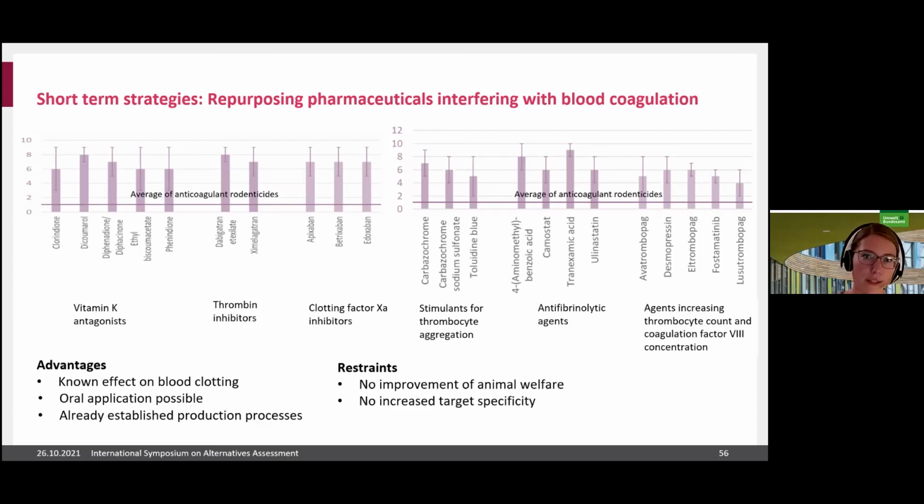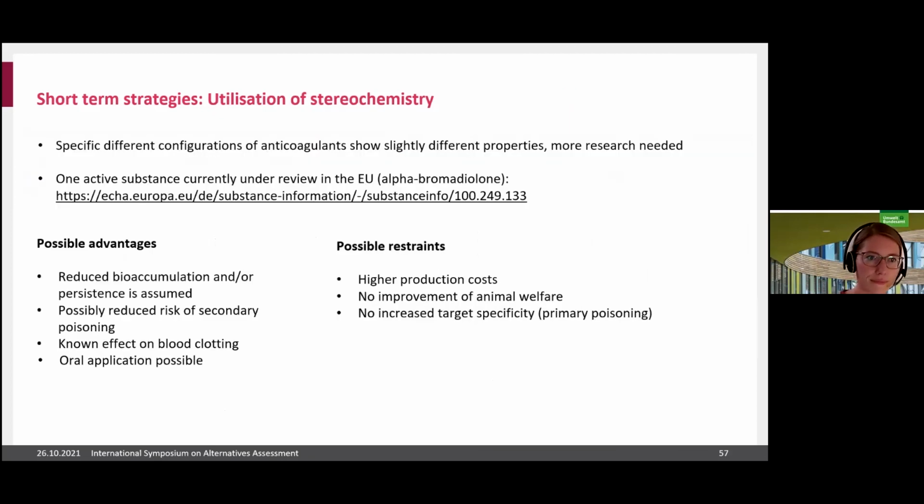So the next strategy we identified is the use of stereochemistry because studies, especially by French colleagues, have shown that different configurations of anticoagulants show slightly different properties. There is more research needed, but there's already one active substance under review in the European Union at the moment, which is alpha-bromadiolone.